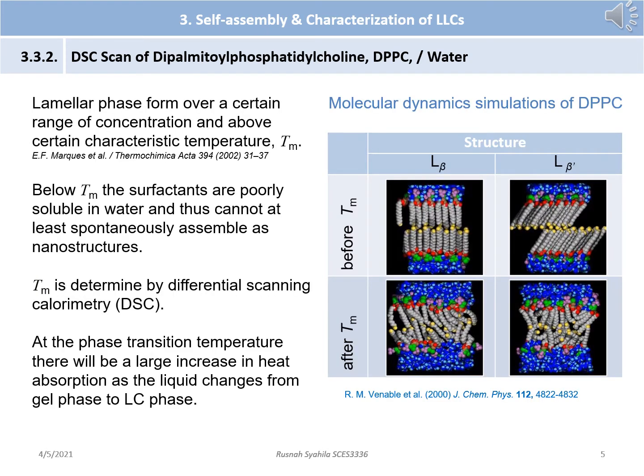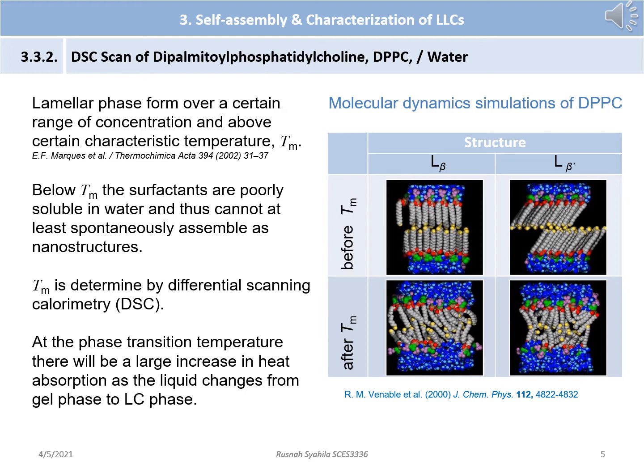Lamellar phase forms over a certain range of concentration and above a certain characteristic temperature, the gel to liquid crystalline temperature. Below the gel to liquid crystalline temperature, the surfactants are poorly soluble in water and thus cannot spontaneously assemble as nanostructures. At the phase transition temperature, there will be a large increase in heat absorption as the lipid changes from gel phase to liquid crystalline phase.